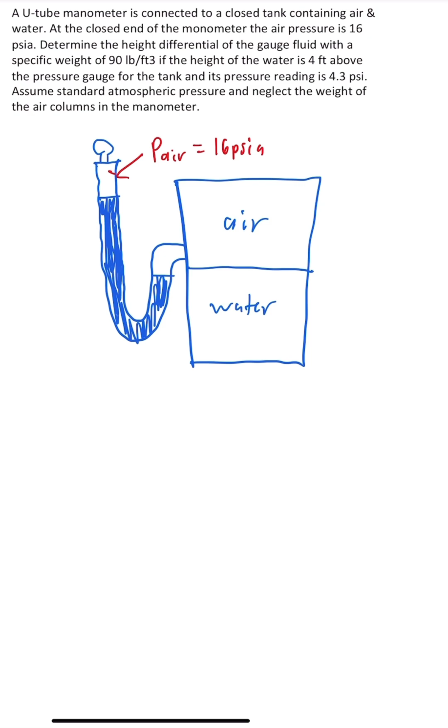And then we're going to say determine the height differential of the gauge fluid with a specific weight of 90 pound force per feet cubed. If the height of the water is 4 feet above the pressure gauge for the tank and its pressure reading is 4.3 psi. So it's basically telling us, look at the difference of these two heights right here. We're going to call this H1. And then it tells us the specific weight of this fluid, which is gamma, the squiggly thing right here. Your book will write it as gamma, but we normally make the squiggly. It's whatever you prefer. But we know that it's 90 pounds of force per feet cubed.